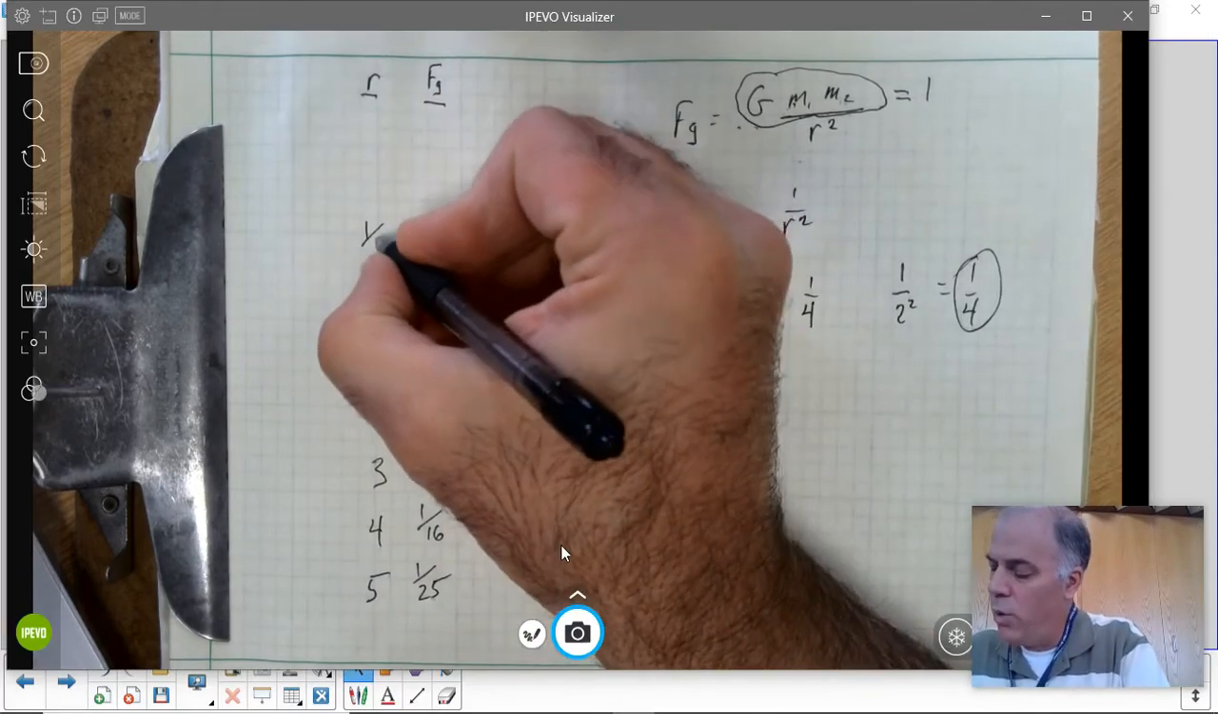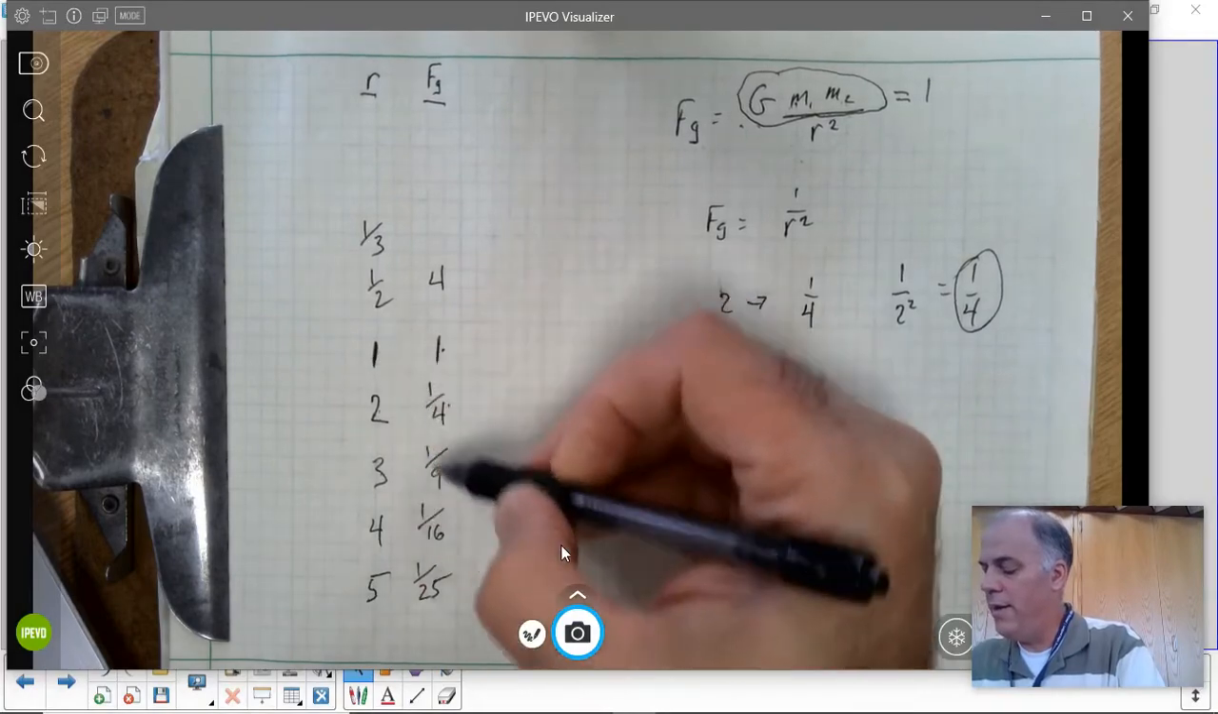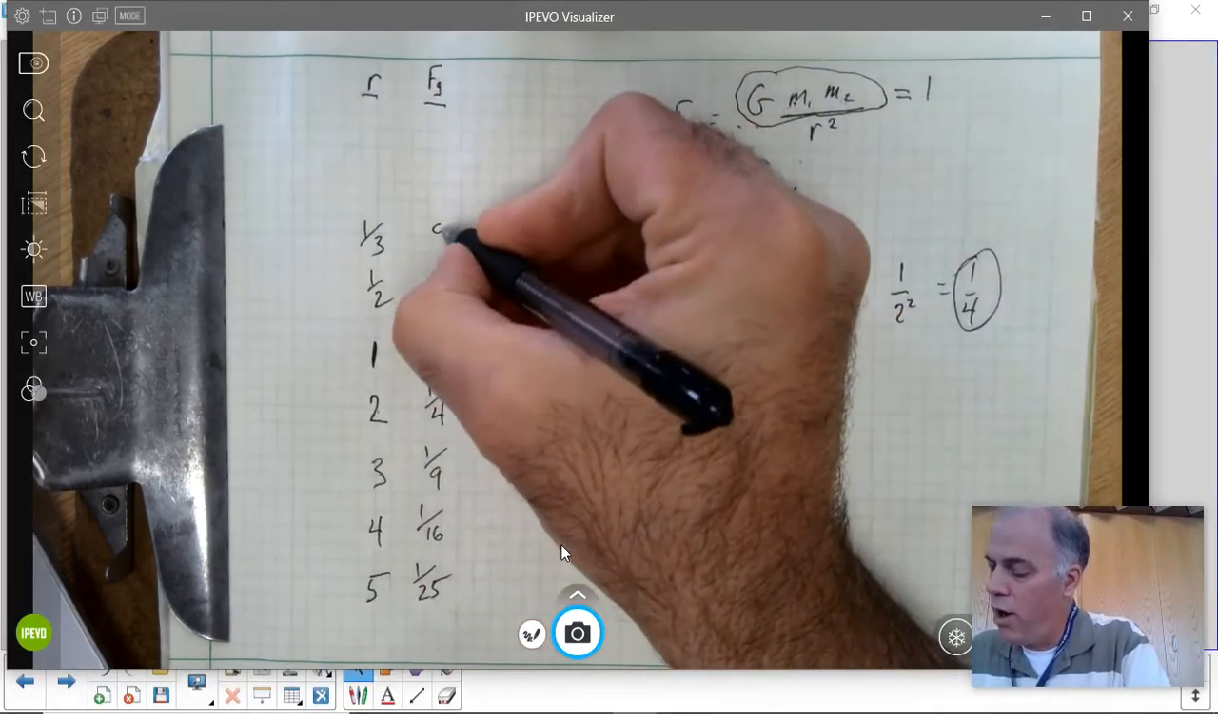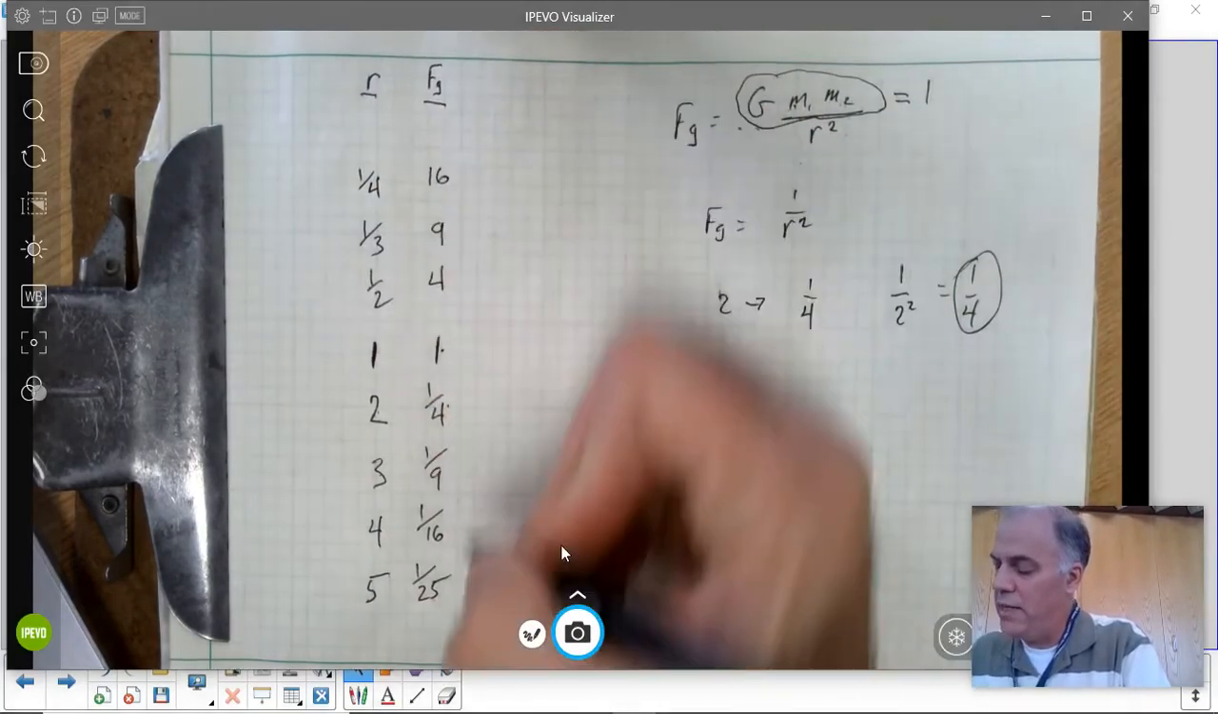Now, what happens if we go to 1/3 the distance? Well, we look at the same thing. We go from 3 to 1, it becomes 9 times as strong. If we go to 1/4 the distance, it becomes 16 times as strong.